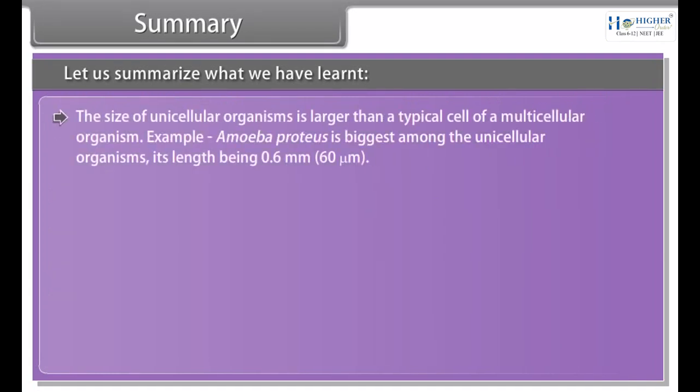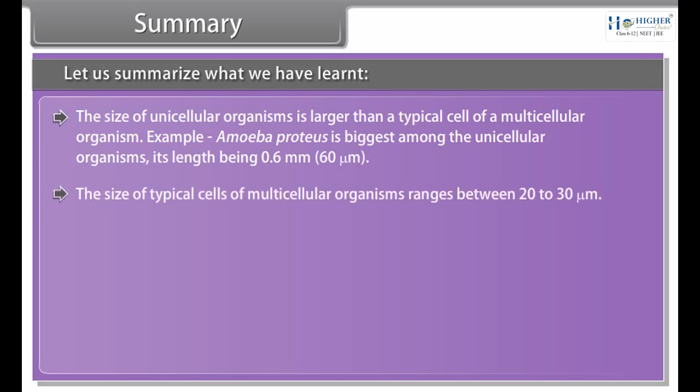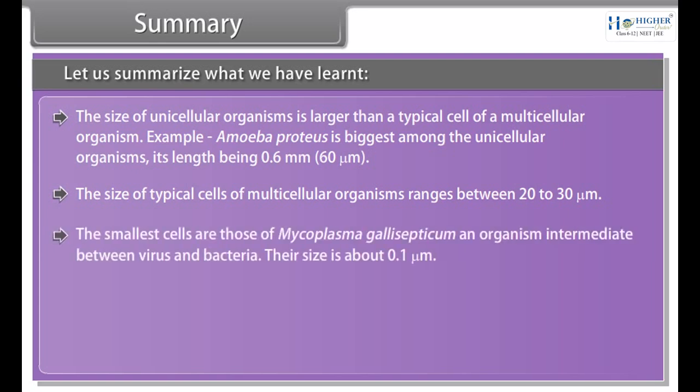The size of unicellular organisms is larger than a typical cell of a multicellular organism. Example, amoeba proteus is biggest among the unicellular organisms, its length being 0.6 millimeter, that is 600 micrometer. The size of typical cells of multicellular organisms ranges between 20 to 30 micrometer. The smallest cells are those of Mycoplasma gallisepticum, an organism intermediate between virus and bacteria. Their size is about 0.1 micrometer.